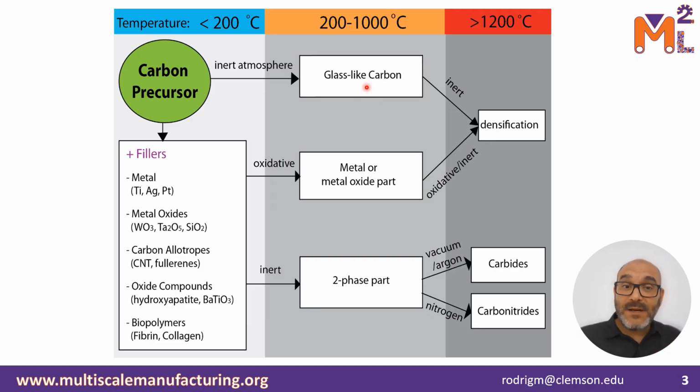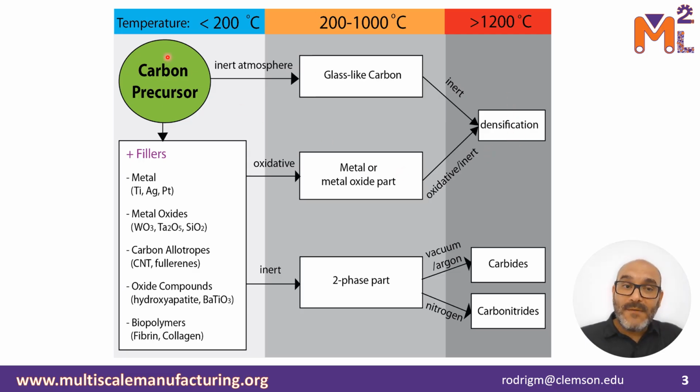So as you start increasing the temperature and you heat treat at even higher temperatures than 1,000 degrees C, you can expect that carbon to start densifying. Sometimes, depending on the kind of carbon or precursors that you have, you could actually aim for graphitization. But that's not always the case, and usually it requires very high temperatures.